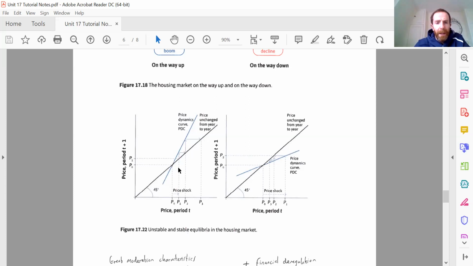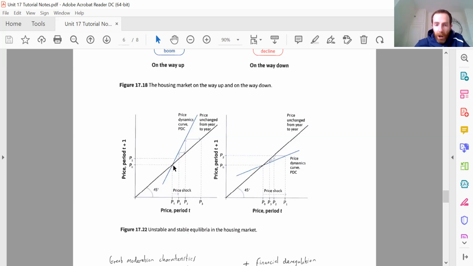So the diagram on the left, let's imagine that at the moment, the price of a particular house is P0. And what the price dynamics curve, this blue curve, shows us is, okay, if the price is P0 today, the price tomorrow will be P0. So we fast forward to tomorrow and the price is P0. So the price the next day will be P0. And so as long as the price is P0, it stays there, okay? Stable, it will stay there.